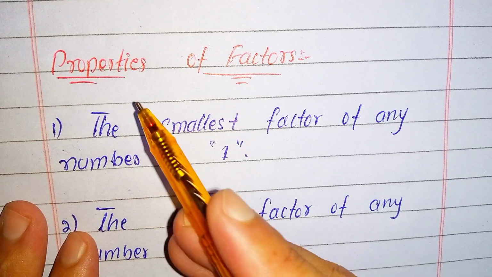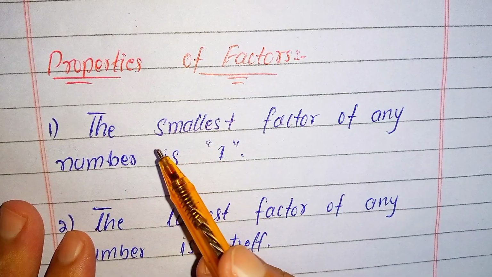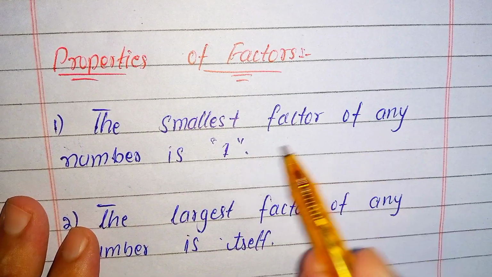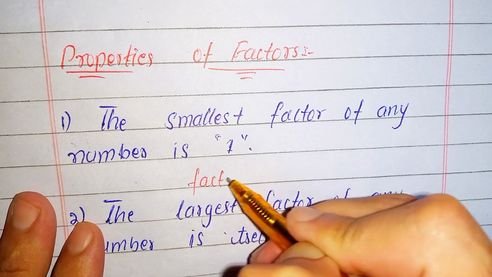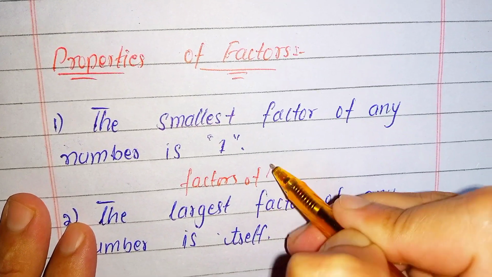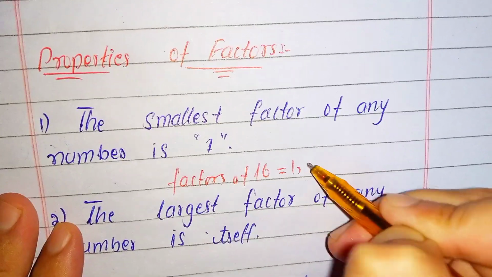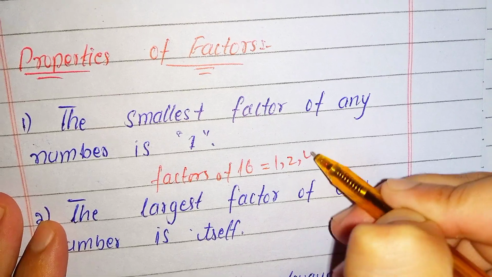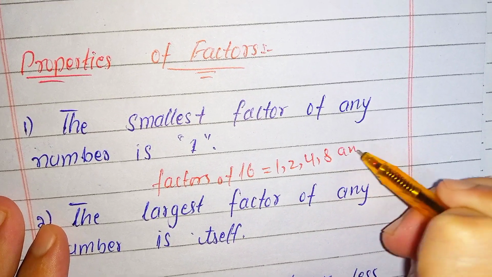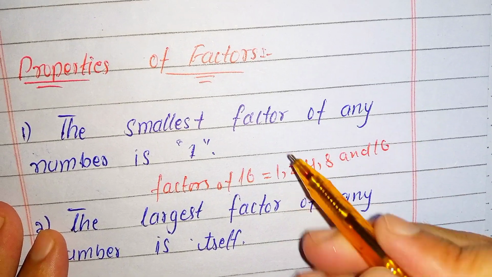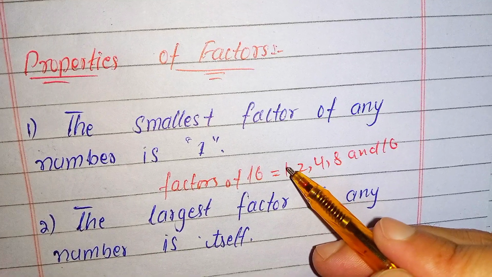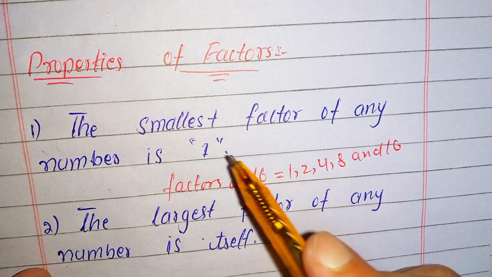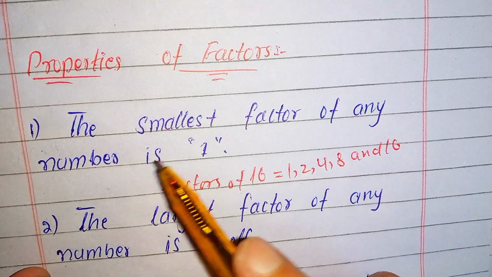Now we are discussing the properties of factors. The first property is that the smallest factor of any number is 1. For example, the factors of 16 are 1, 2, 4, 8 and 16, right? So in the factors of any number you will always see 1 as a factor of that number, so we can say that the smallest factor of any number is 1.